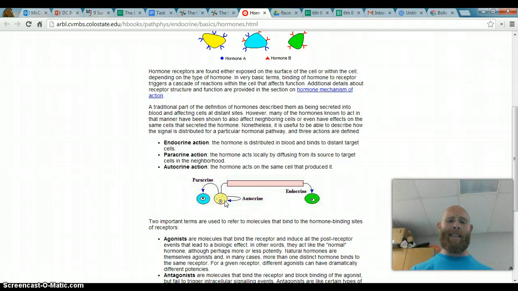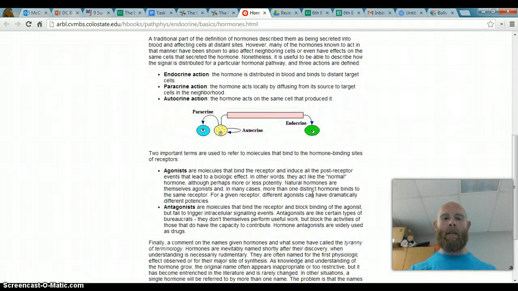And then finally, endocrine signaling has to travel a long distance through the bloodstream, which this pink strip represents. The cell is a long way away, but just like the illustrations up here, it will also have a specific receptor for that hormone to bind to in order to cause a change. A couple of concepts we need to be aware of: in your body there are hormones and things that can act like agonists, and these are molecules that bind to the receptor and induce all the post-receptor events that lead to a biologic effect.